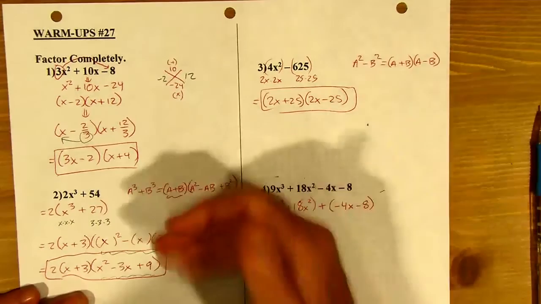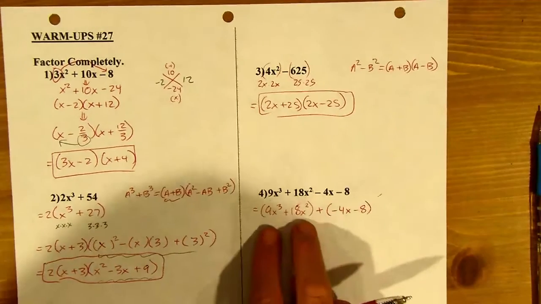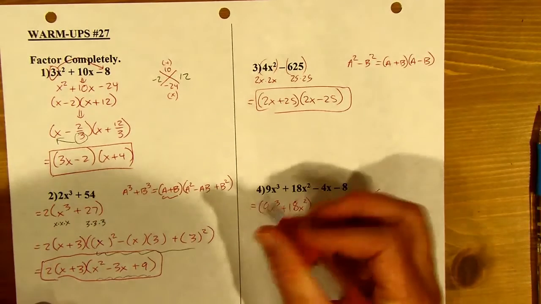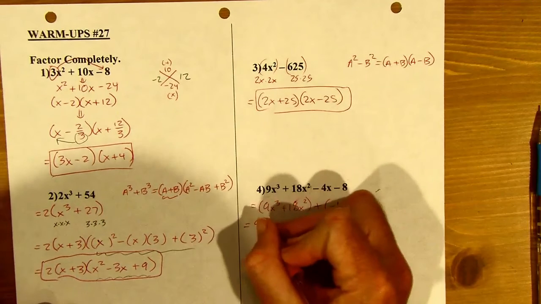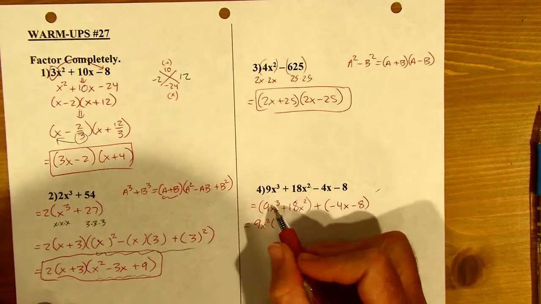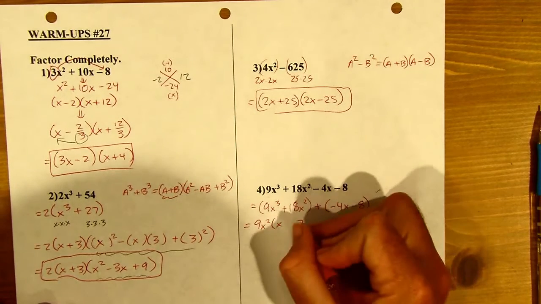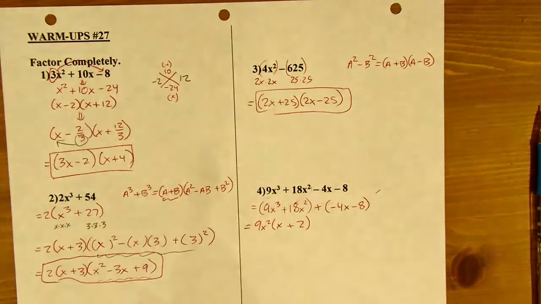Now I'm looking for common factors here. Oh, 9 and 18, 9 goes into both of those. Also, x squared goes into both of those. So let's factor out 9x squared out of this first group. Let's see, 9x squared times x would give me that first piece. 9x squared times 2 gives me that second piece, okay?